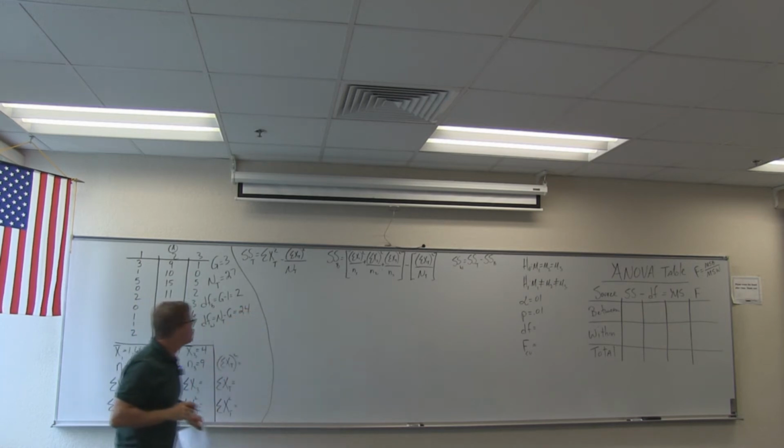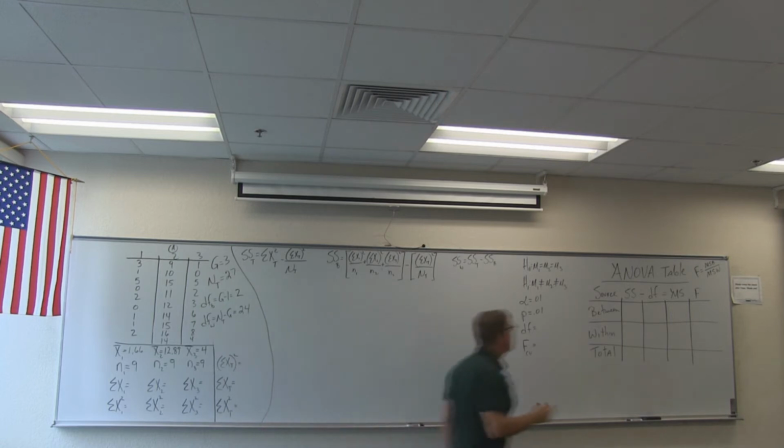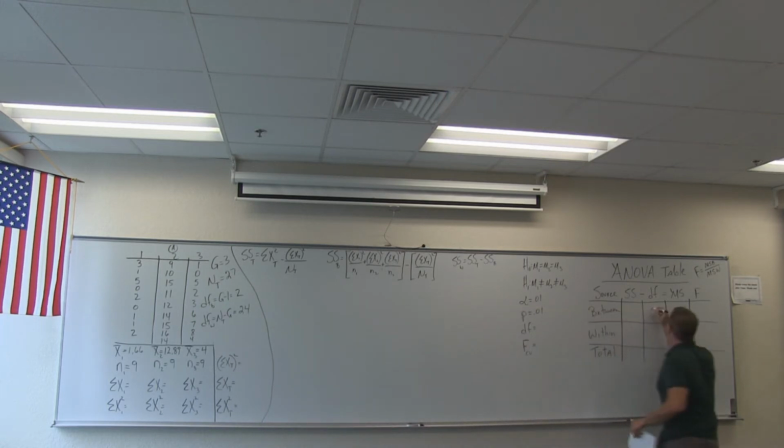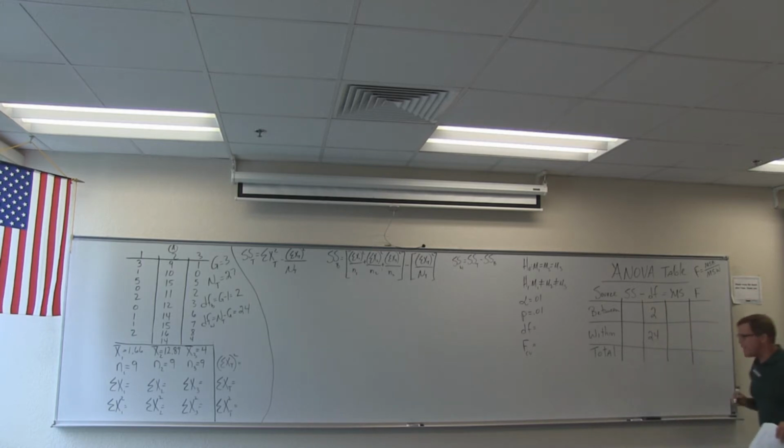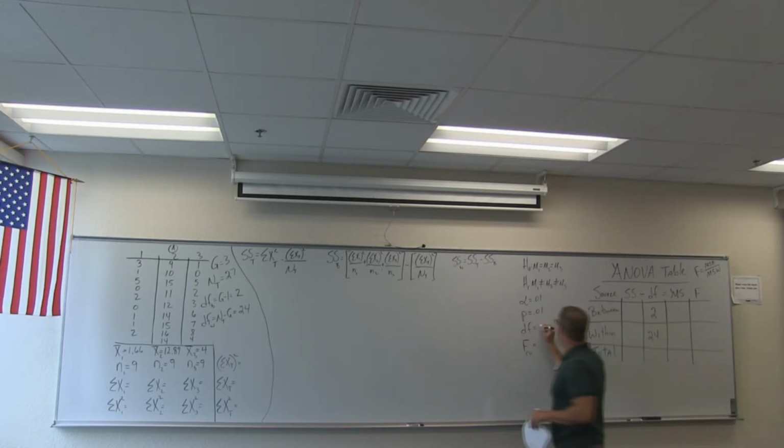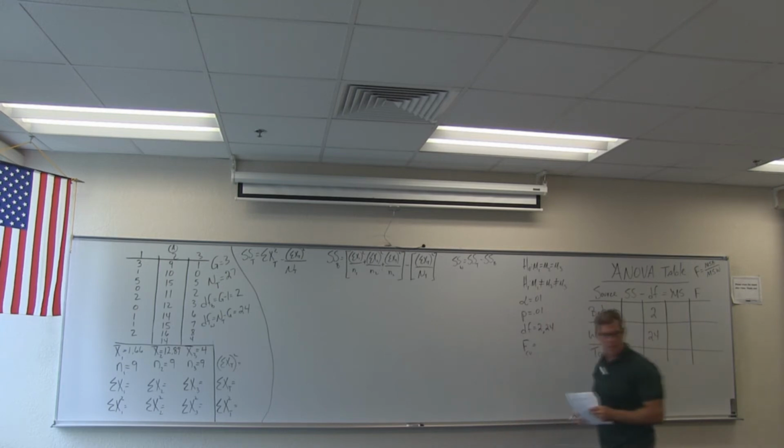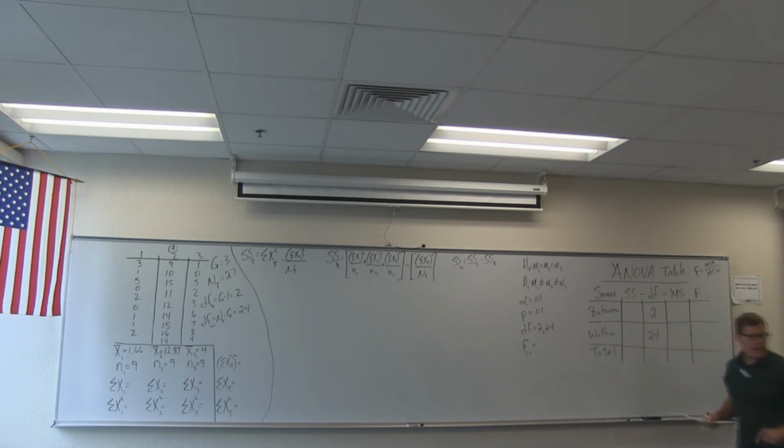We have 2 and 24 degrees of freedom. 2 between, 24 within. DF is 2 comma 24. We can find a critical value. We turn to page, I believe it's C24 in the back of our books. Was it C24? Yeah. Okay.